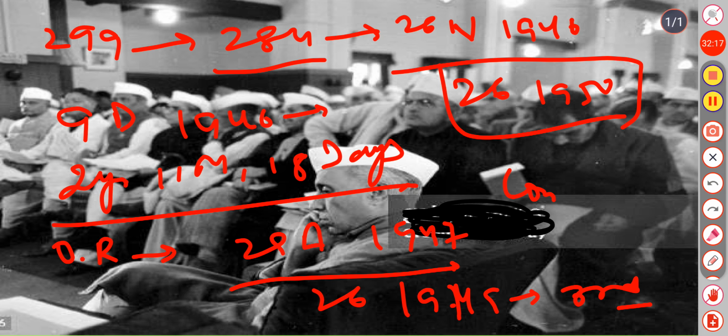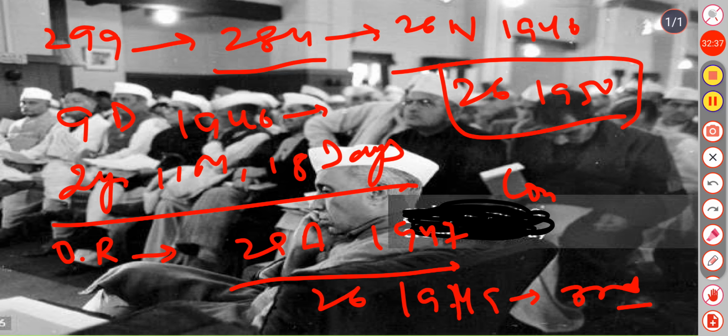After that, the Constitution came into force, right? And this date is referred to as the date of commencement of the Constitution, right? So 26th January 1950 is the commencement date of the Constitution.